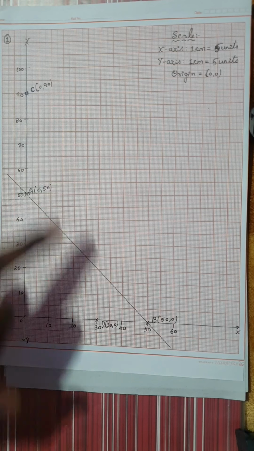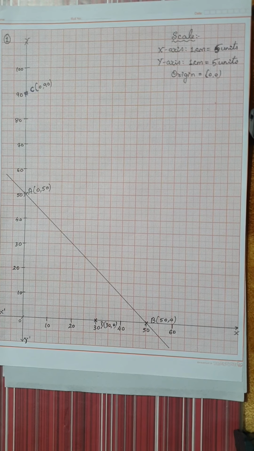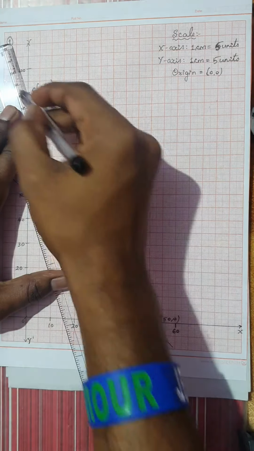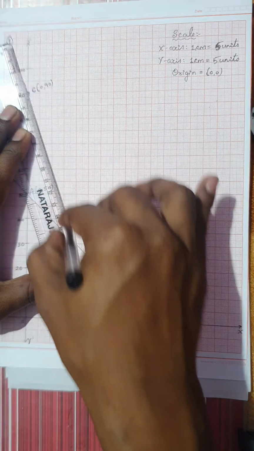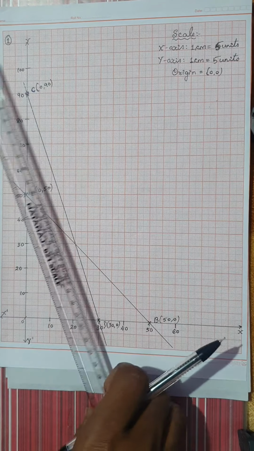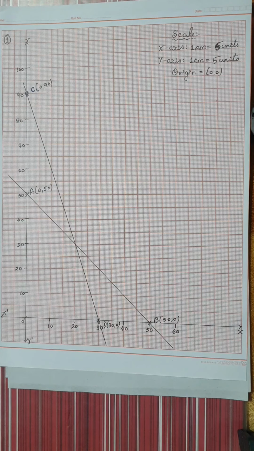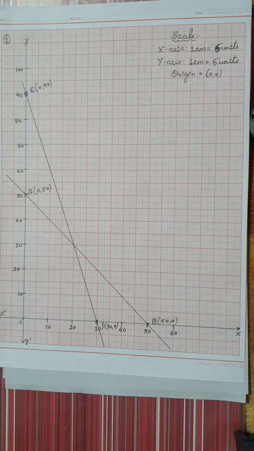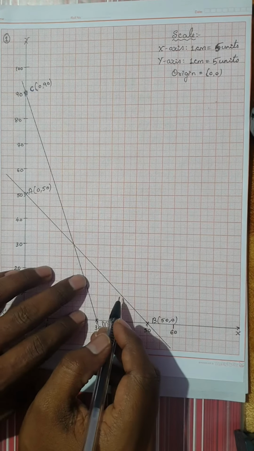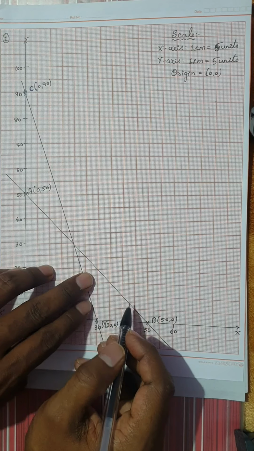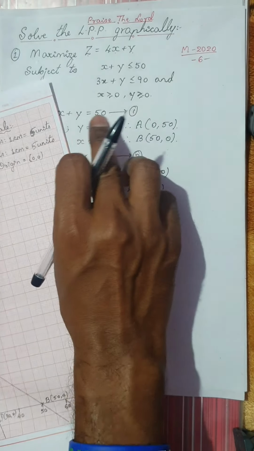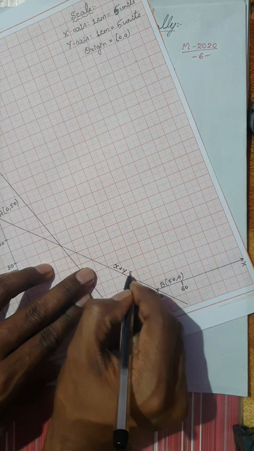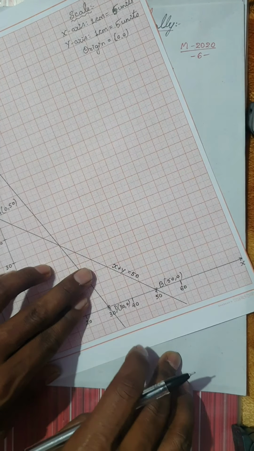Okay, once you plot these 2 points, join it by a straight line. So I'm joining the points and forming a straight line. Now you got 2 lines plotted on the graph, and for your further calculation part, always name the lines whichever you have written. So the first line is nothing but x plus y is equal to 50. That is the equation of the line.